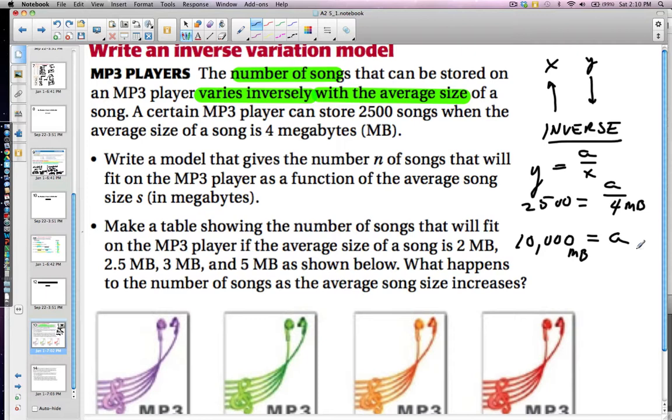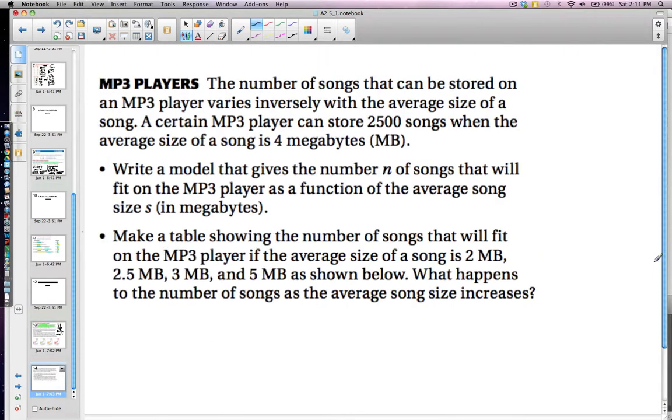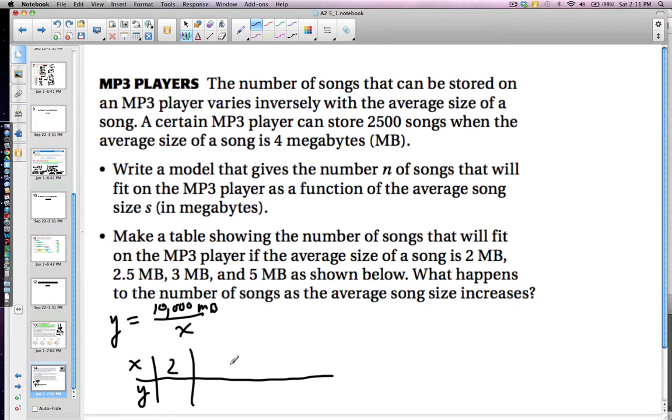That would be the size of a hard drive, right? So it's a 10,000 megabyte hard drive. You wouldn't really have that much now, but that's the idea that we're working with. So now they want me to make a table. Okay, so if I want to write my model, y is equal to 10,000 divided by x. And again, it's megabytes because x is being measured in megabytes. If I want to make a table for x and y, I want to use 2 megabytes, 2.5 megabytes, 3 megabytes, and 5 megabytes.